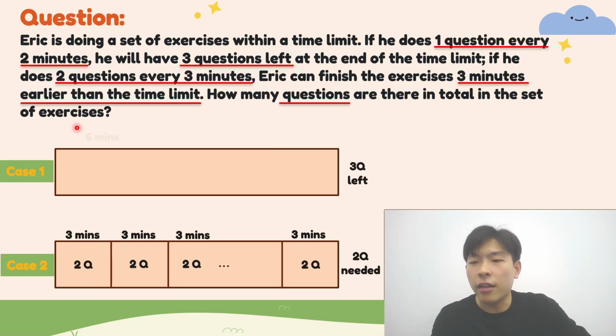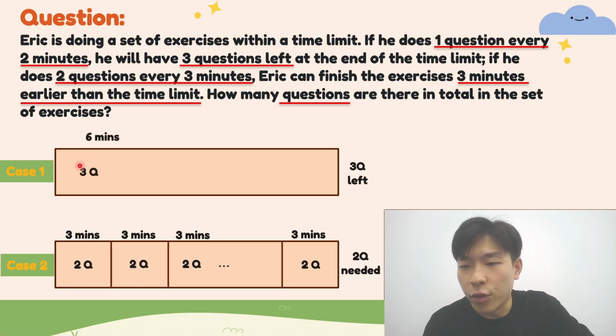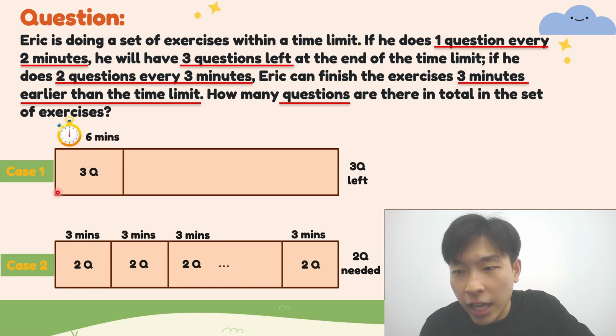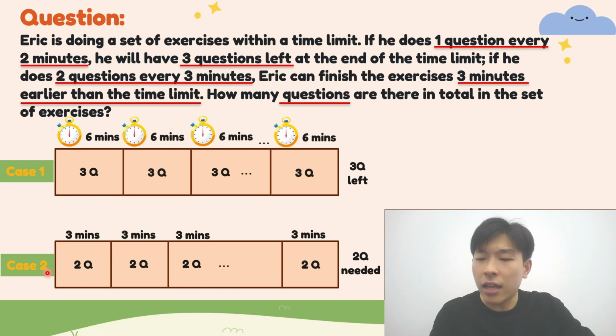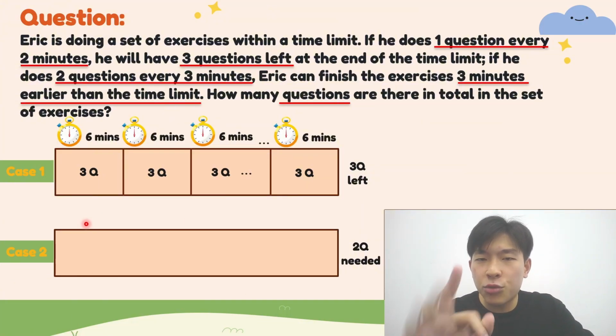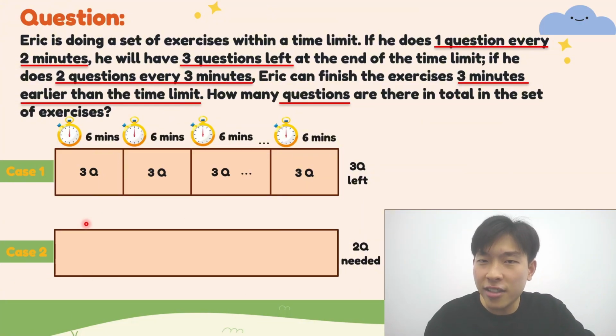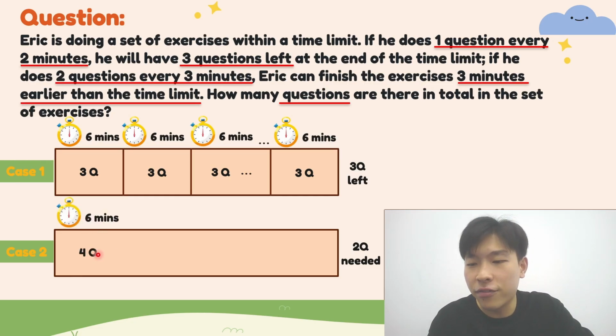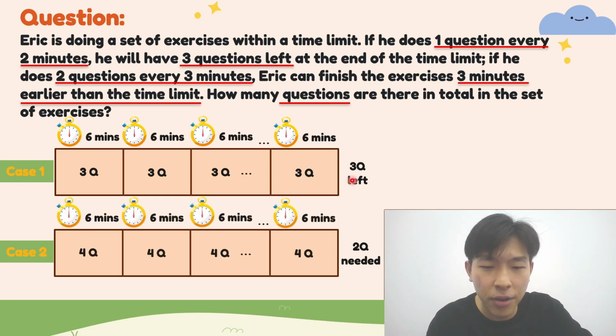Now here we know that, 6 minutes. Then we know that it is 3 questions, like just now what we said. Then let's put a stopwatch here as a symbol of this time period. Then we'll have many time periods. Next, let's try to convert this. Now, 3 minutes, we have 2 questions. 6 minutes, how many questions? 4. Perfect. Then we will have like this and continue on many time periods. And this part will never change, okay?